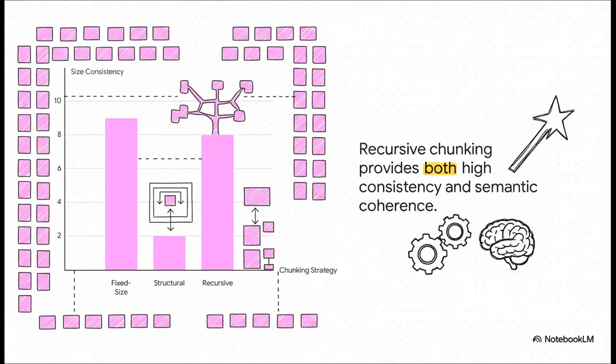And you can see just how effective it is right here on this chart. Look at this. Fixed size chunking. Sure, it gives you high consistency, but the chunks themselves are meaningless. Structural chunking? It respects the content, but its consistency is low. The sizes are all over the map. But recursive chunking? It nails both. You get high consistency and you preserve that all-important semantic meaning. It's the intelligent compromise that just works.